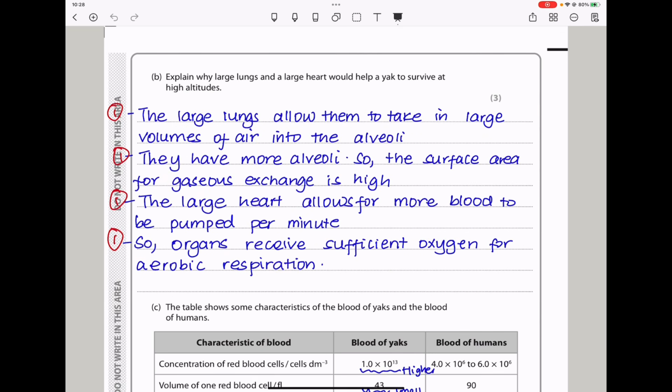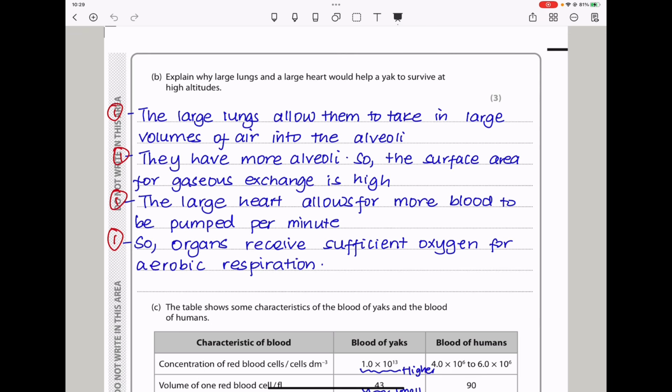Here they say, explain why large lungs and a large heart would help a yak to survive at high altitudes. Large lungs enable you to take in large volumes of air. Even if the partial pressure of oxygen is lower, when they take in more volume of air, they're going to have more oxygen intake. Also, a large heart allows them to pump greater volumes of blood for a small period of time.